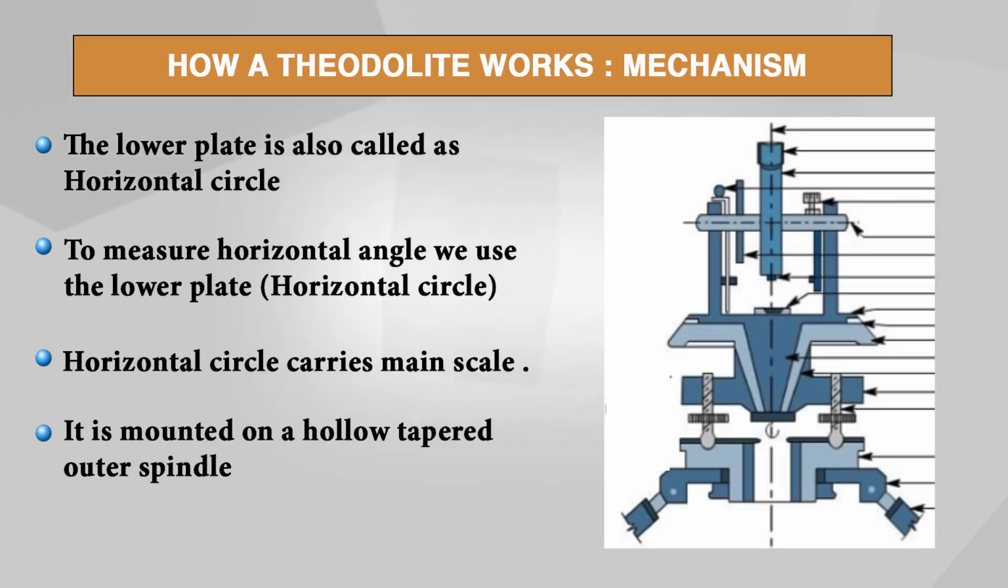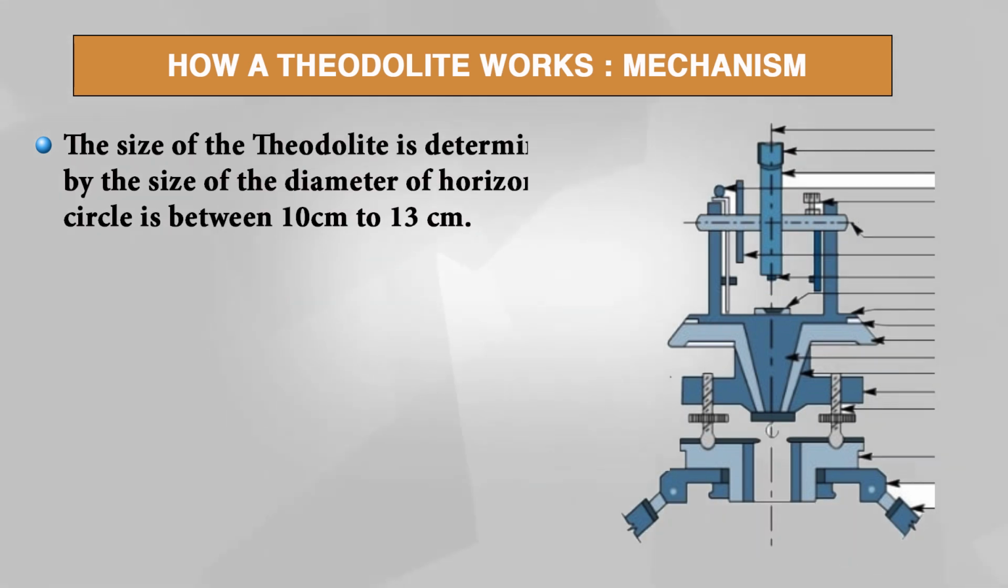To measure the horizontal angle, we use the lower plate, also called the horizontal circle. Horizontal angle is measured by using the horizontal circle. Make sense? Right. The horizontal circle carries the main plate and it is mounted on a hollow tapered spindle, which is called the outer spindle. The size of the theodolite is determined by the diameter of this horizontal circle. It ranges from 10 centimeters to 13 centimeters.